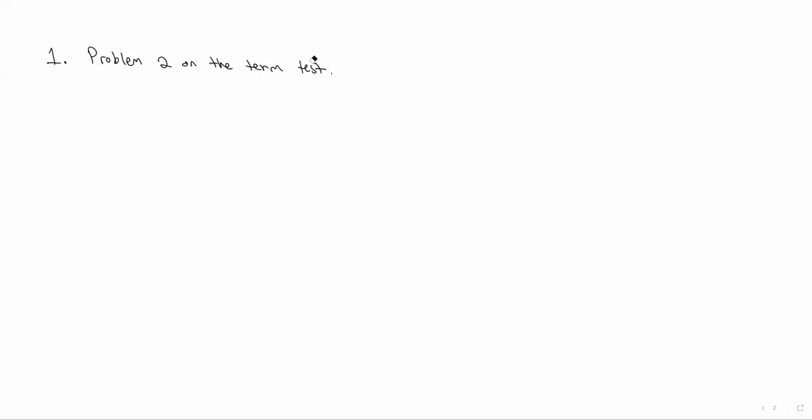Okay, so we're discussing problem 2 on the term test, which was to find all possible orders of F1, F2 for reflections F1 and F2 in D21.